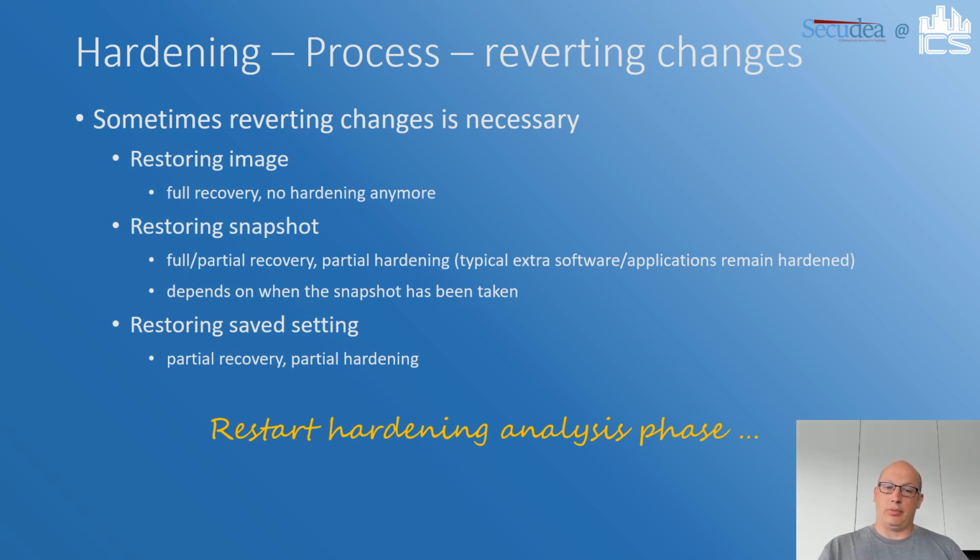The second choice is restoring a snapshot. This will only do a full or partial recovery depending on the applications that are installed, and it also depends on when the snapshot was taken. Of course, for restoring the image, it also depends when the image was taken. And you can, as a third option, choose to restore only some saved settings. That's only a partial recovery, and a partial hardening remains, of course.